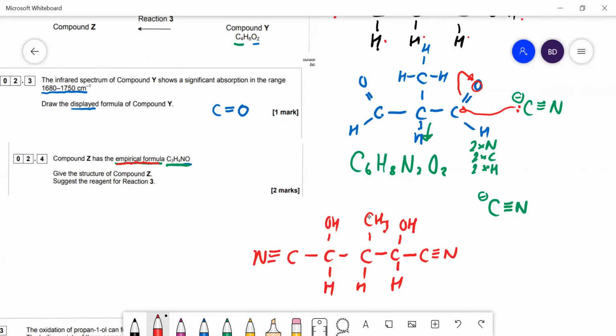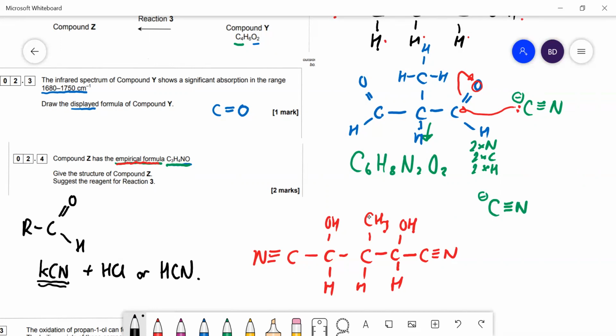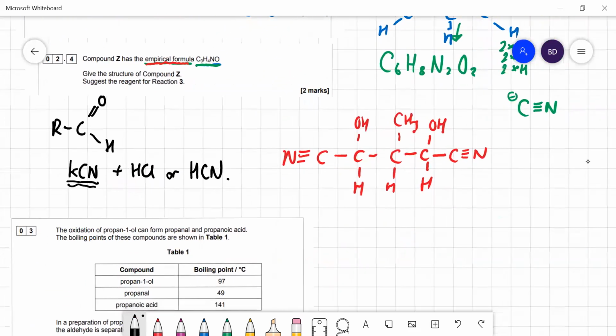Now the reagent to carry that out, do you remember to add a cyanide to an aldehyde group or a ketone group? The reagent is potassium cyanide followed by hydrochloric acid. It's not just potassium cyanide. You won't get the mark for just saying potassium cyanide. Or you can say, instead of that, HCN. But you can't just say KCN. Okay? The nucleophilic addition.